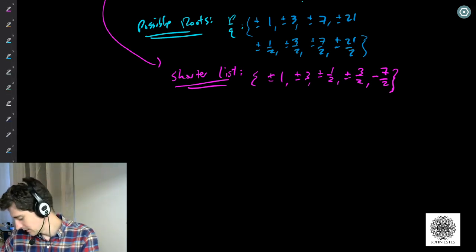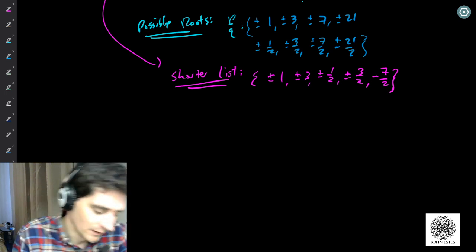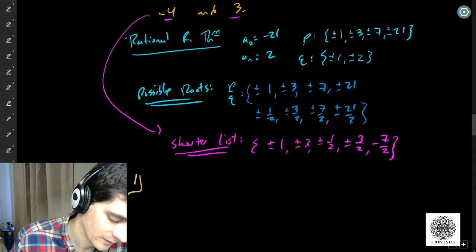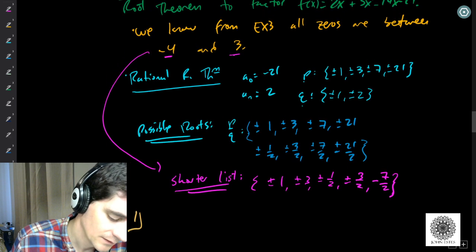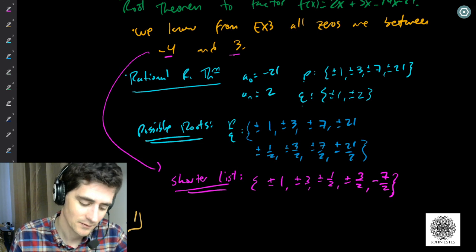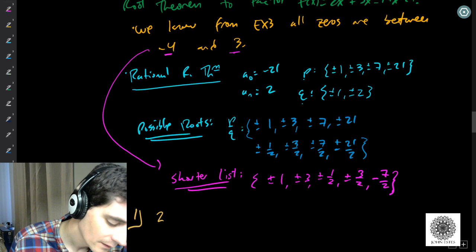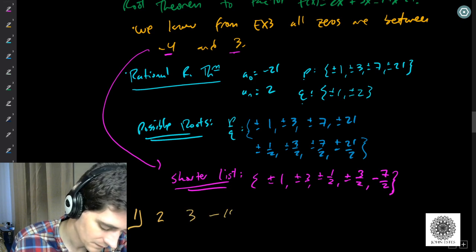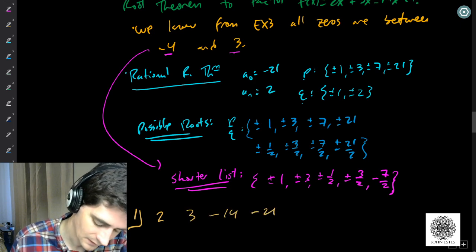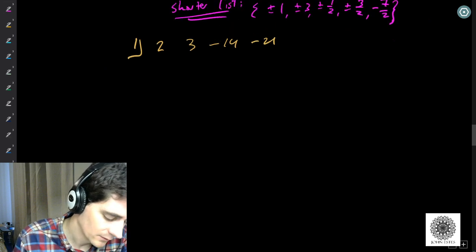Okay, so let me think. Let's try 1. 1 does not work. I'm going to show you why it doesn't work. So again, we're dividing by x minus 1, and my polynomial is 2x cubed, 3x squared, negative 14x, minus 21, and we are doing synthetic division.